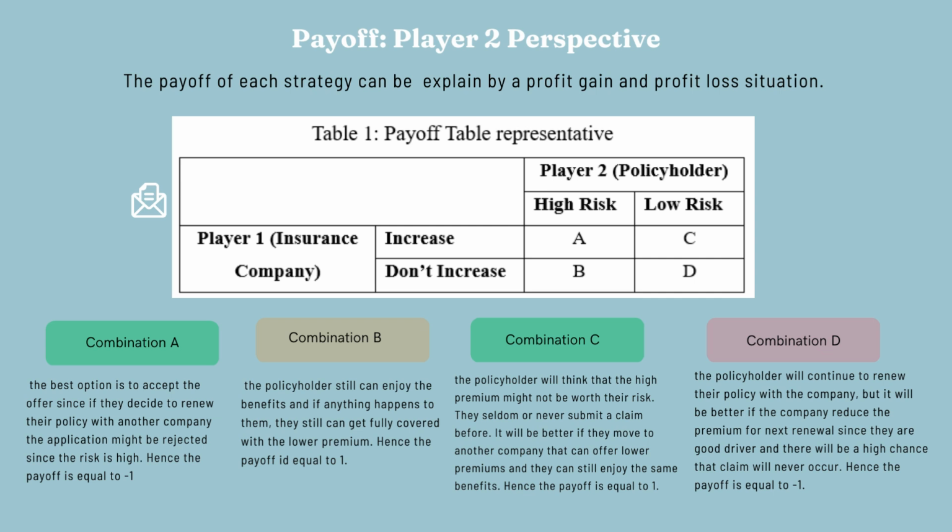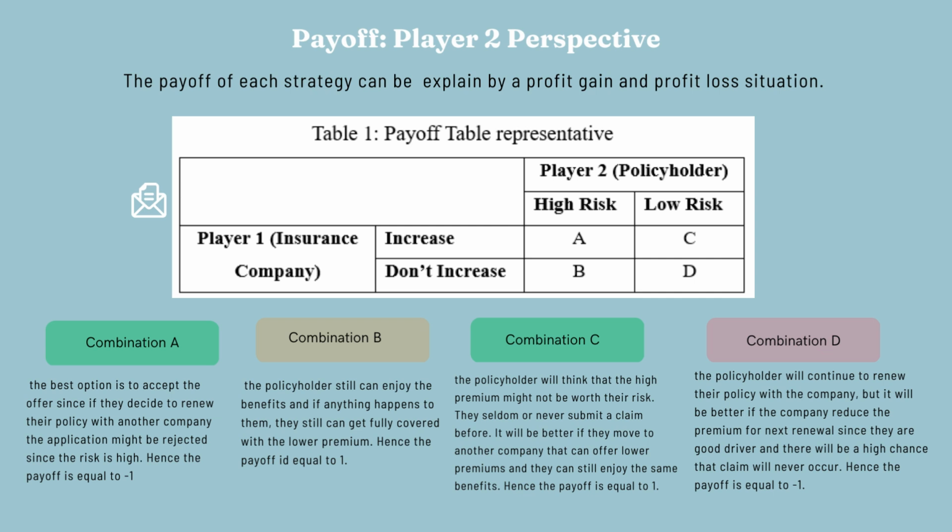Hence, it is a loss for the policyholder, because they need to pay extra. Hence, the payoff for player two, when player two is high risk and the premium got increased, is going to be -1. Looking into combination B, they are a high risk segment, but the company doesn't increase their premium. They are going to be very happy, because they can enjoy the benefits, and if anything happens to them, they still get fully covered with the lower premium. Hence, the payoff is going to be one for this combination.